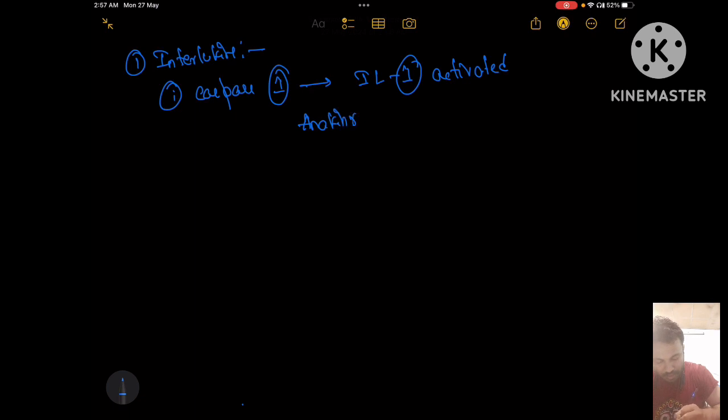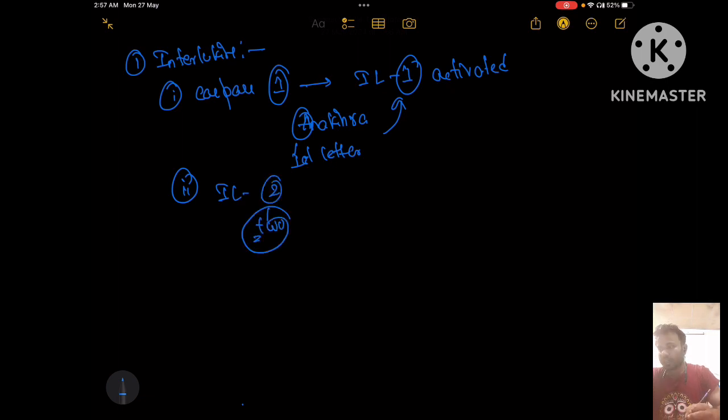First, caspase 1 activates interleukin 1. There is another term, anakinra, the number one, first letter, it also activates interleukin 1. Next, interleukin 2. It causes T cell activation and proliferation.